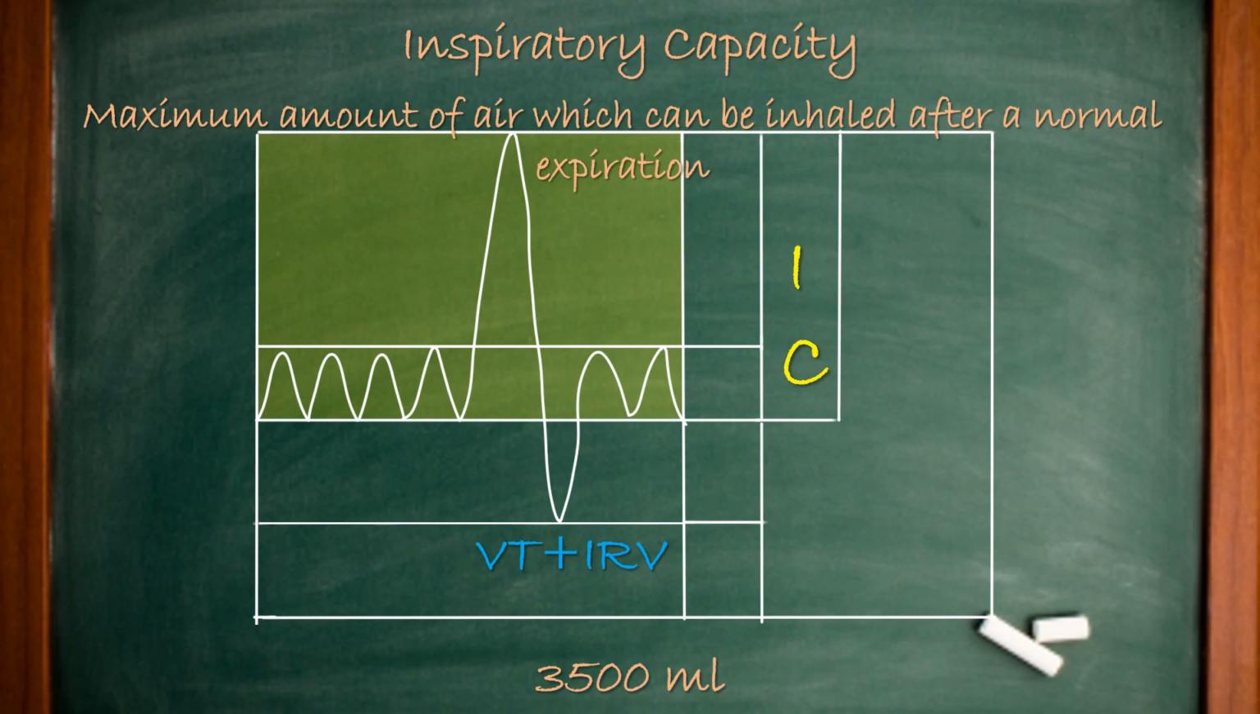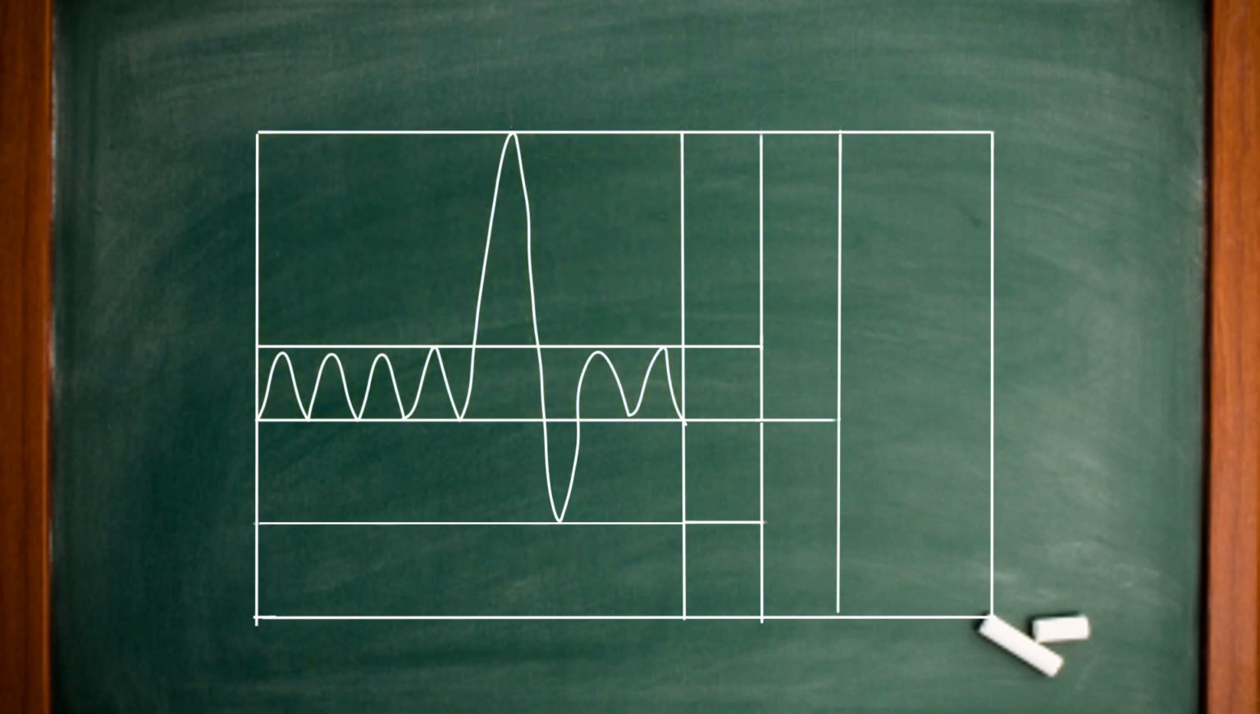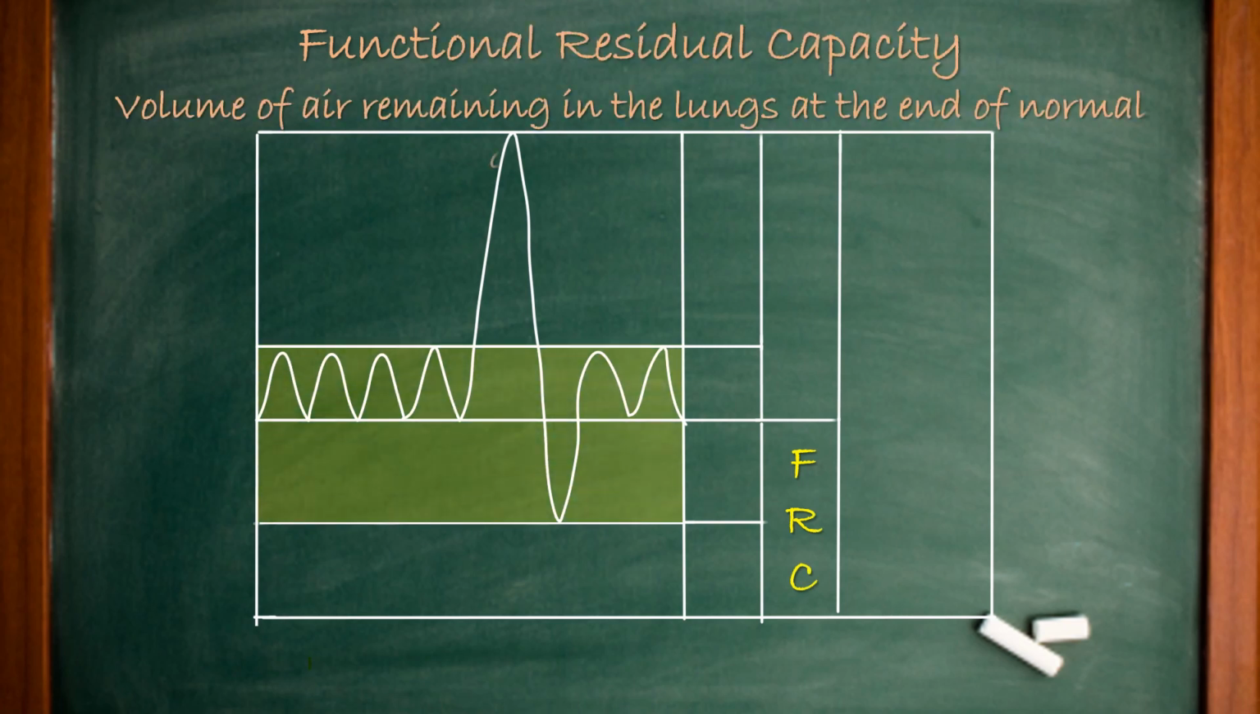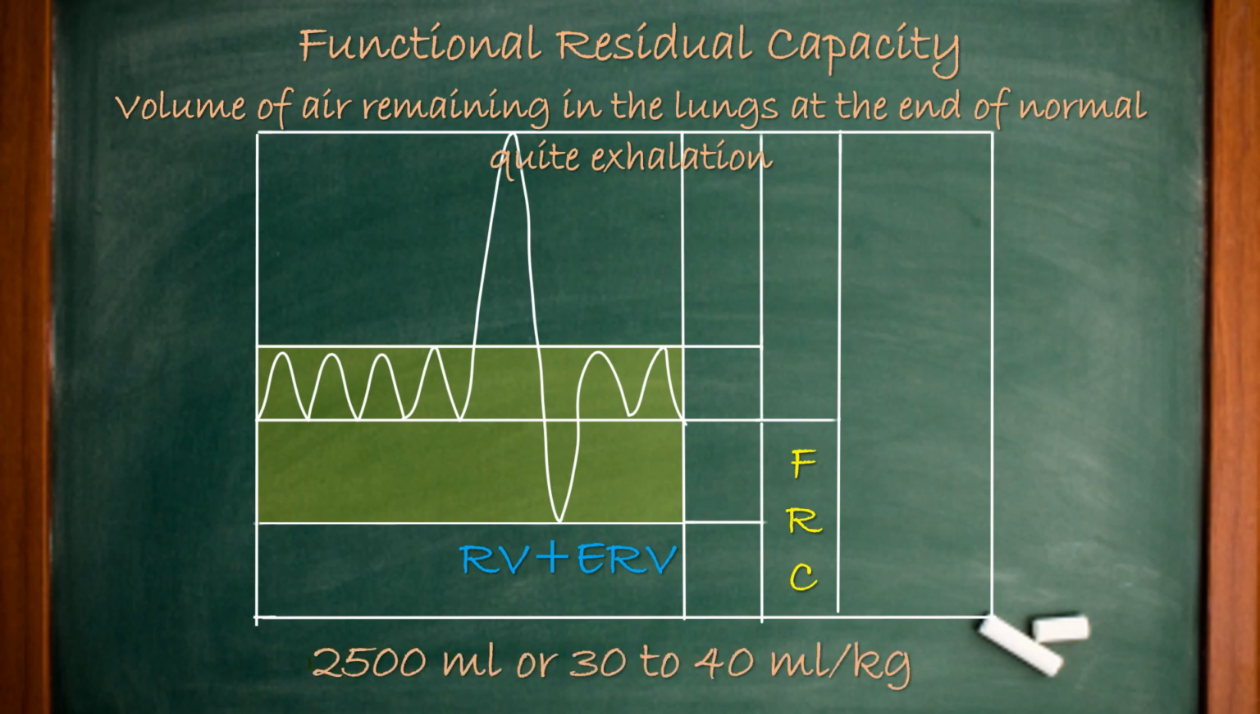Now comes the capacity which is very important to us as an anesthetist or an intensivist. And this is the functional residual capacity, which can be defined as the volume of air remaining in the lungs at the end of a normal quiet exhalation. This is the sum of residual volume plus expiratory reserve volume and is usually about 2500 ml or about 30 to 40 ml per kg body weight.